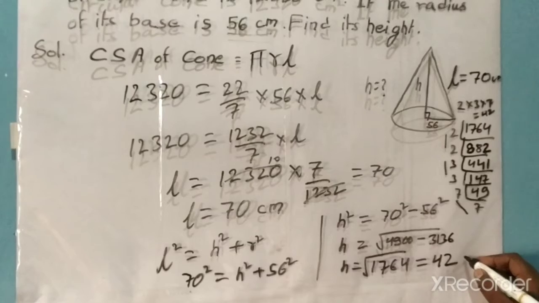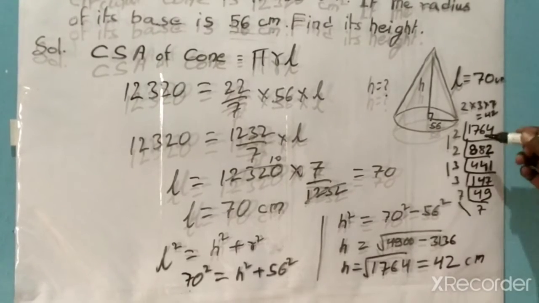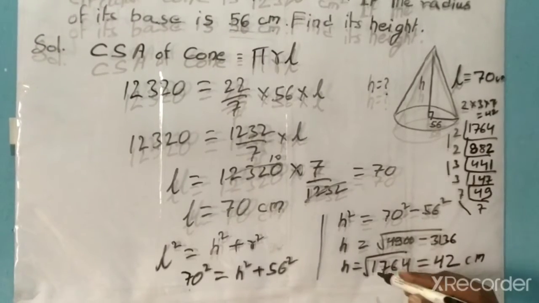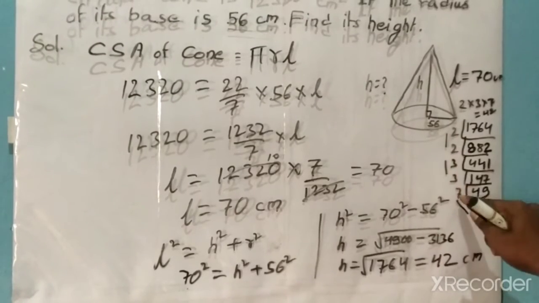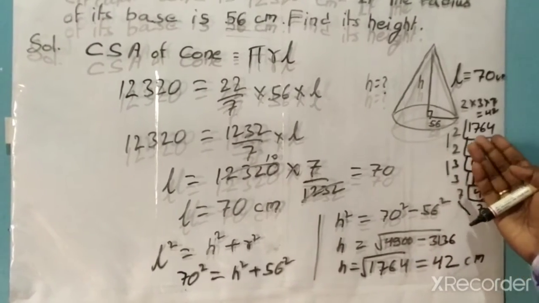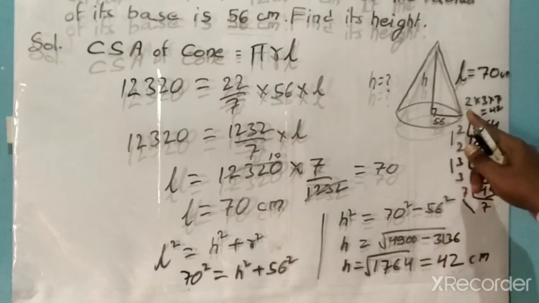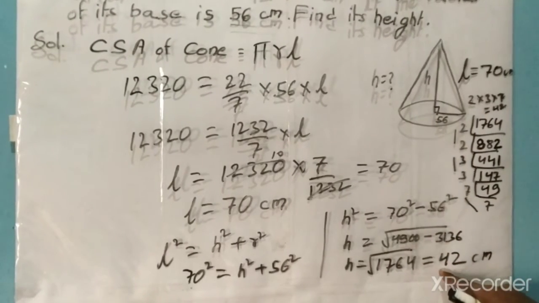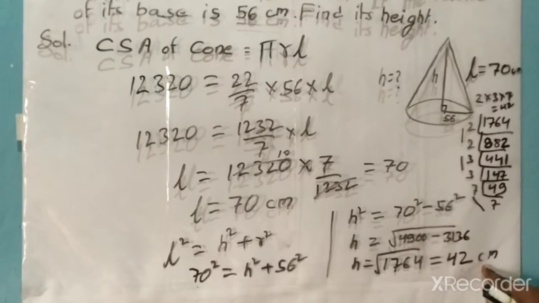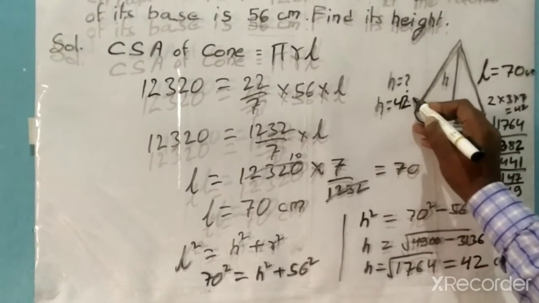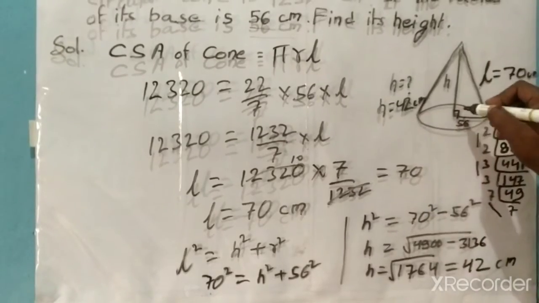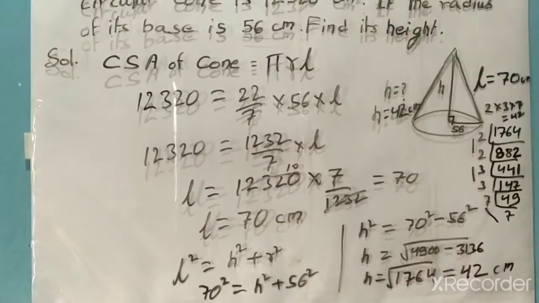h is 42 centimeter. I have solved this under the square root. All the factors are in pairs, so we can bring one of each pair outside. On solving this we find it becomes 42 centimeter. Now h is equal to 42 centimeter, this is the height of the cone.